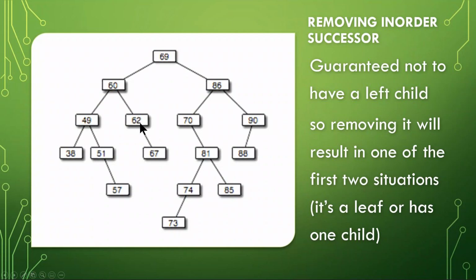But the problem here is that that has 1 child. It's not like 88 had no children, we could just delete it. This one has 1 node. So what we have to do instead here is 62 goes up to 60, and now we go back to our rule we had before when you only have 1 child, is that 67 goes where you saw 62.